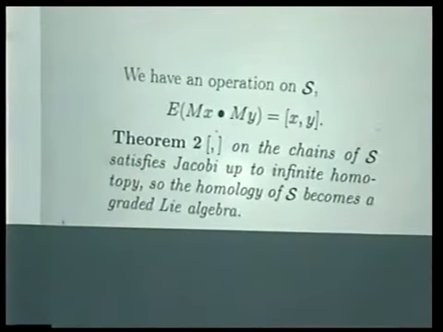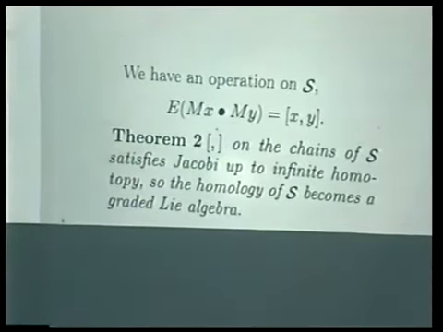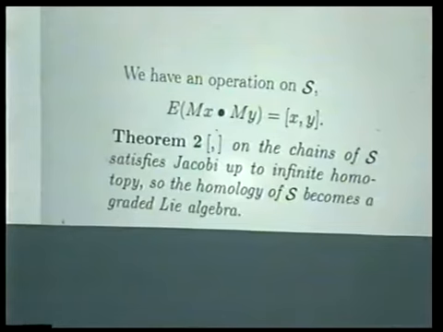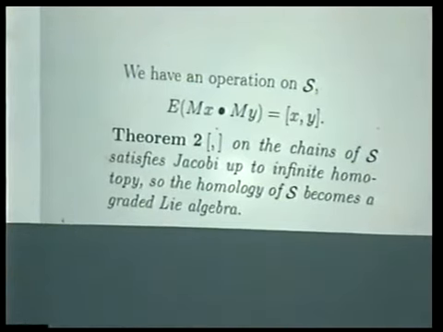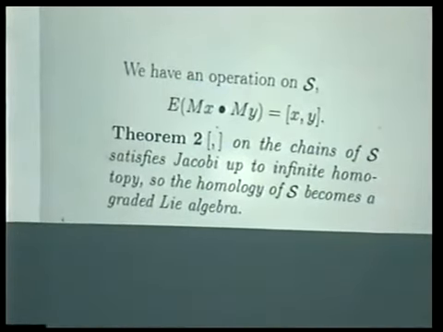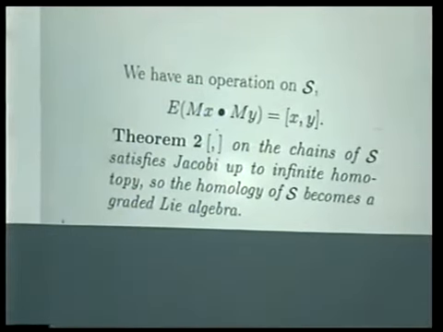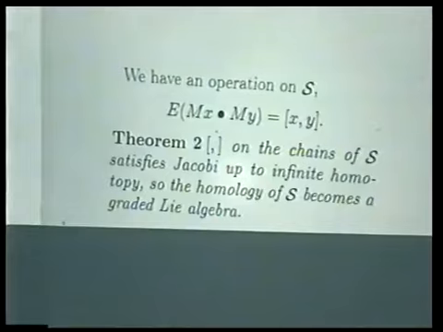And to be honest with you about the signs, if the manifold's even dimensional, the parity is what you expect. And if the manifold's odd dimensional, you have to change the parity to make the homology into a graded Lie algebra. The parity that you use is either the same, the one you had before, or shifted if the manifold is odd dimensional.